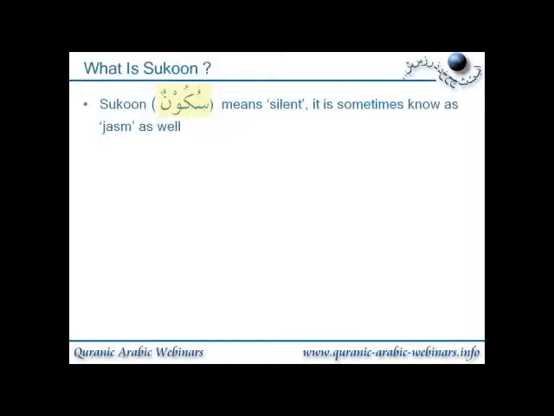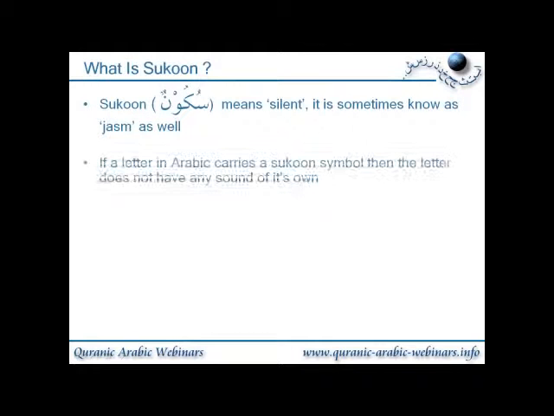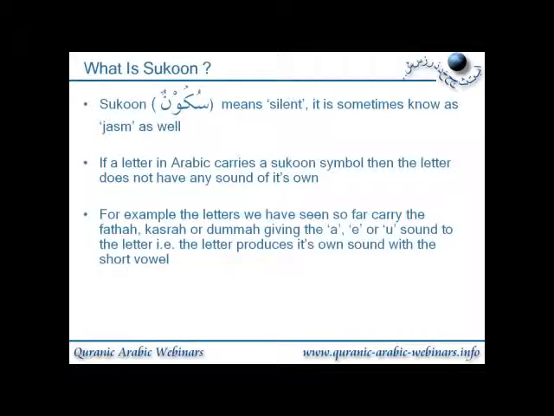Sukoon, here we see the word actually written in Arabic, means silent. It is sometimes known as Jasm as well, so it's called Sukoon. If a letter in Arabic carries a Sukoon symbol, then the letter does not have any sound of its own. For example, the letters we have seen so far carry the Fatha, Kasra and Dhamma, giving the sounds of A, E or U to the letters, i.e. the letter produces its own sound with the short vowel.